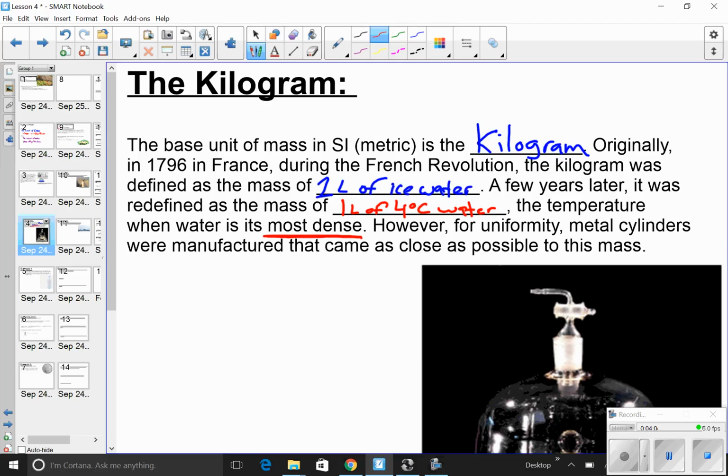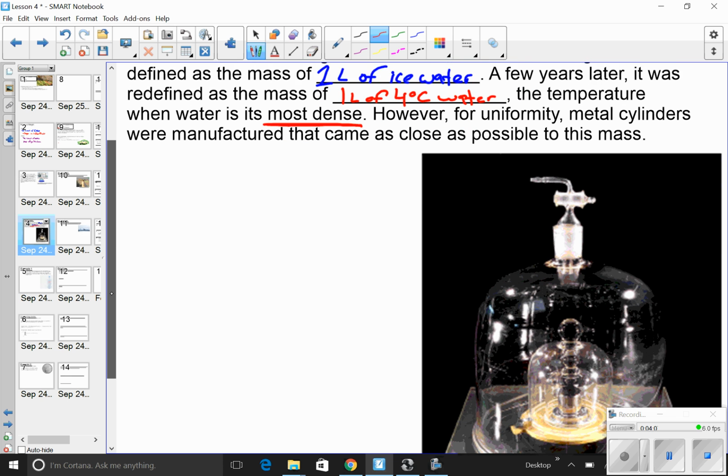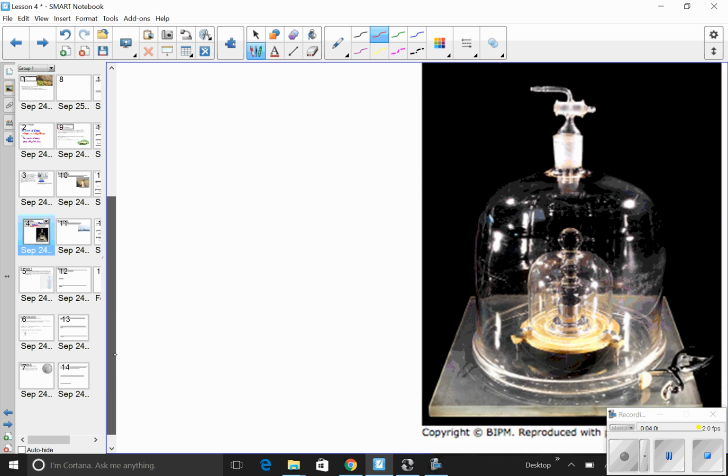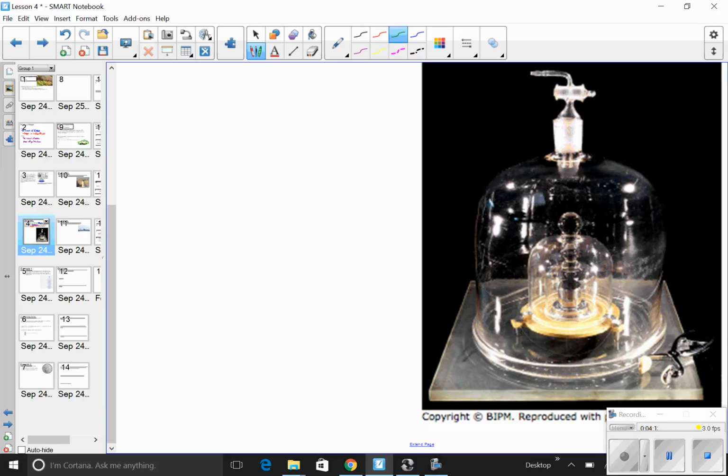And then eventually they changed it again, and the definition now stands as 1 kilogram is the mass of that little cylinder there. That cylinder is tucked away somewhere in a safe so that it cannot change due to corrosion or anything like that. So that is the definition of 1 kilogram. It's changed very, very little. It's still very close to about the mass of 1 liter of water.